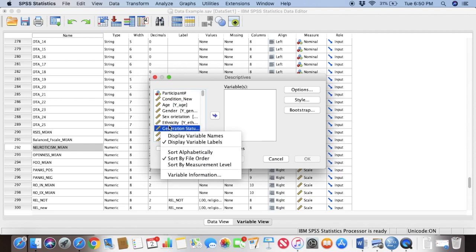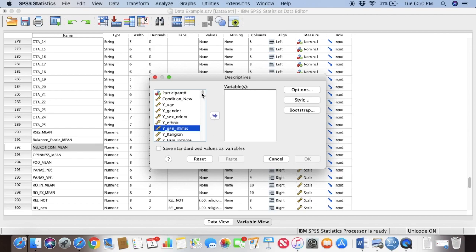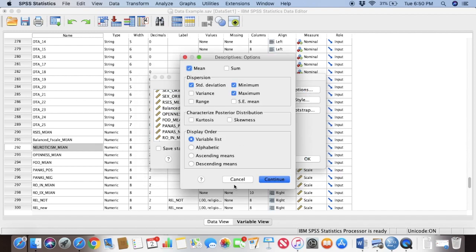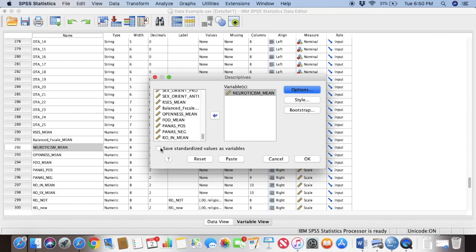Okay, and you can go ahead and right-click and say Display Variable Names. And then scroll down, it's all the way over here, Neuroticism Mean. Okay, move it over. Then actually you don't need Options, you need this button right here. It says Save Standardized Values as Variables. So go ahead and click on that.